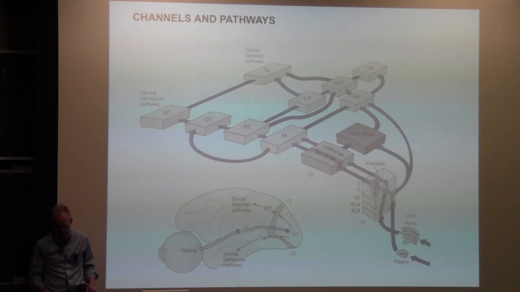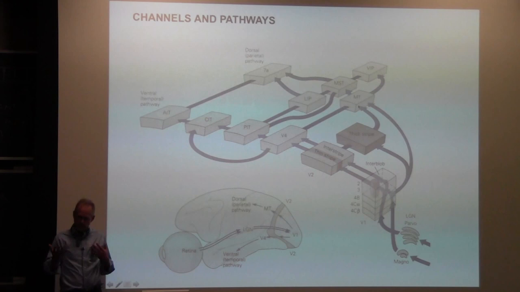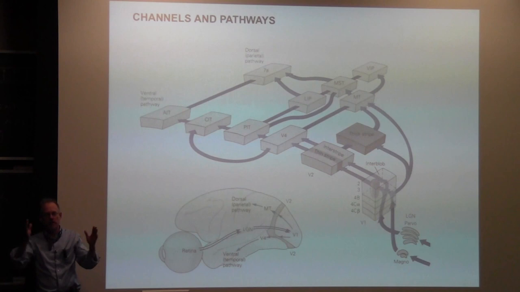And then there's the dorsal pathway, which is headed up towards parietal cortex near the top of the brain. So MT is one of the first stations in the dorsal pathway. The dorsal pathway is also called the where pathway because it processes information about large-scale space, where things are in large-scale space, how things are moving in large-scale space, and how we, the observers, are moving through large-scale space.